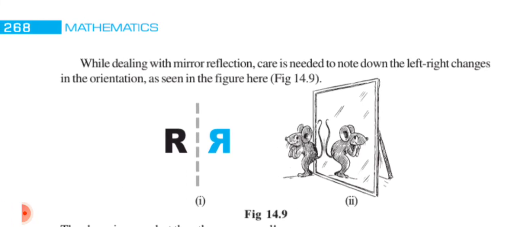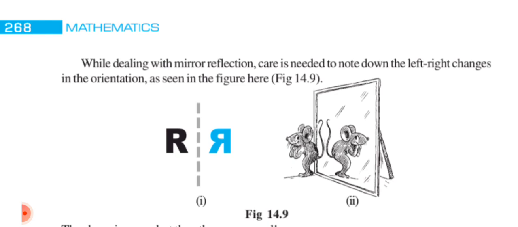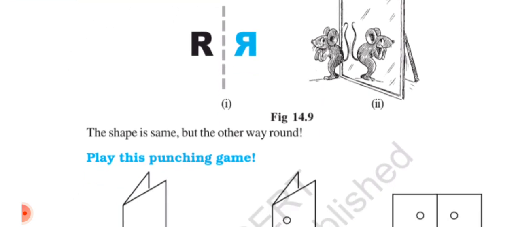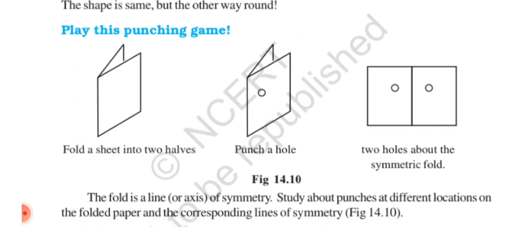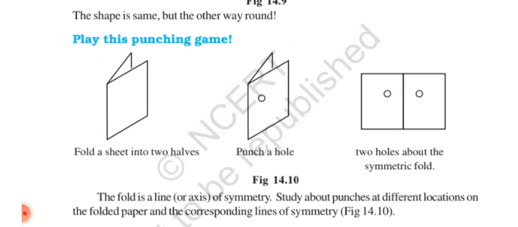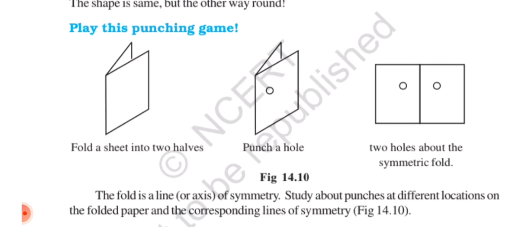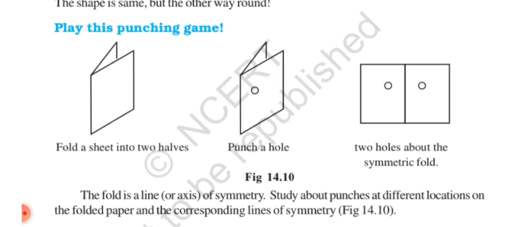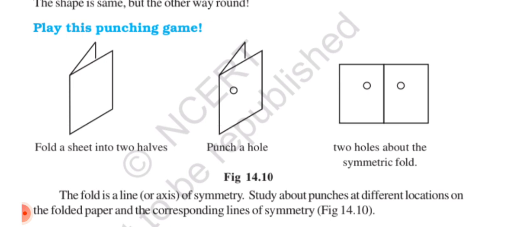While dealing with mirror reflection, care is needed to note down the left-right changes in the orientation. As seen in the figure here, the shape is the same but the other way round. Play this punching game. Fold the sheet into two halves. Punch a hole. Two holes above the symmetric fold. The fold is a line or axis of symmetry. Study the punches at different locations on the folded paper and the corresponding lines of symmetry.